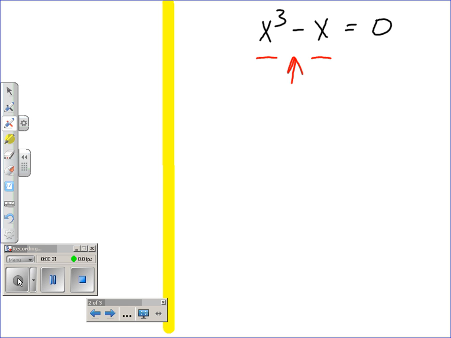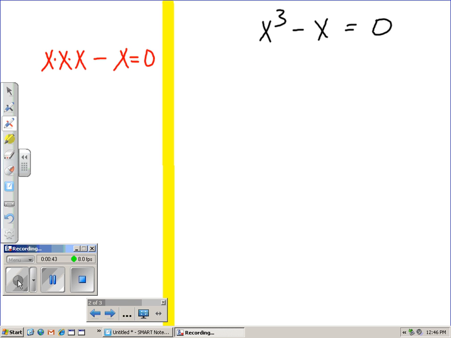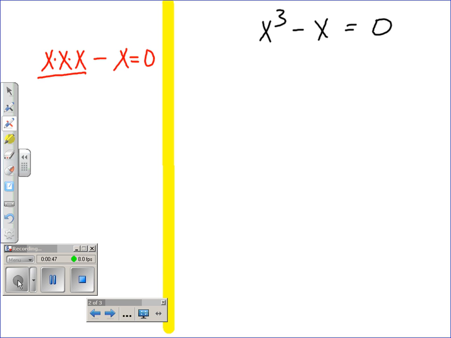When you have a subtraction problem or an addition problem, not much we can do with it, so we have to turn it into multiplication. I'm going to do that by factoring something out. I ask myself, what will go into x cubed and x? If you think of x cubed as x times x times x, and then our second term, x, in expanded form, you write it using multiplication instead of exponents.